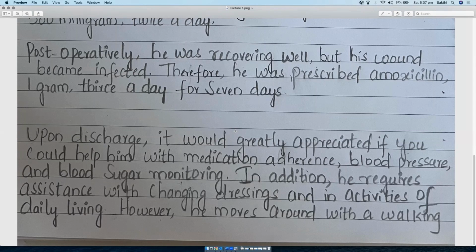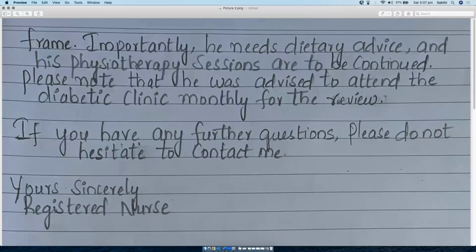So it would be greatly appreciated if you could help him with the medication adherence, blood pressure, and blood sugar monitoring. In addition, he requires assistance with the changing dressings and in activities of daily living. That is good. I'm happy with that. However, he moves around with the walking. Let's go to the next one, with the walking frame, that's good.